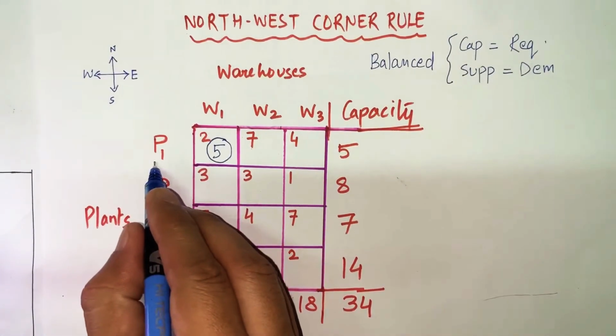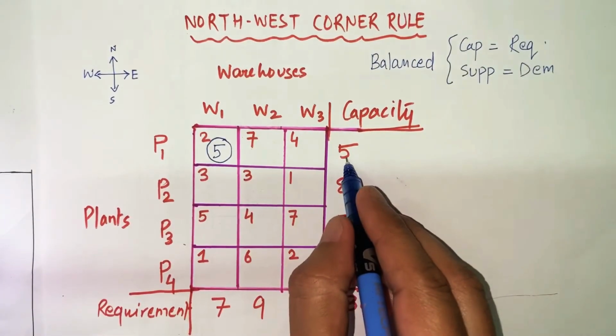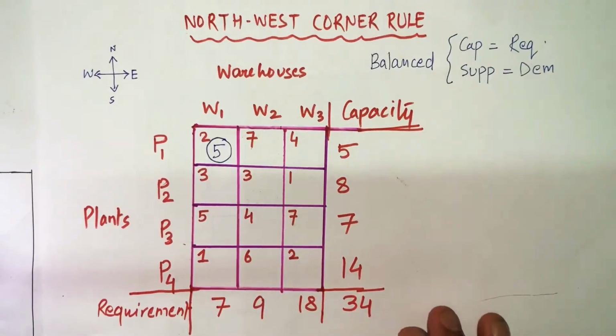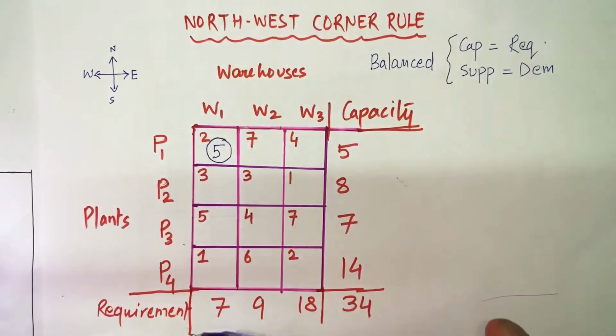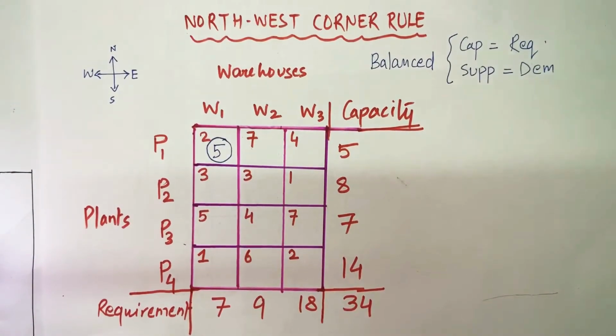Plant P1 was having a capacity to produce 5 units, and this whole problem is for a particular time period. This could be for 1 month, that means for 1 month these are the production capacities of different plants and these are the consumption capacities of different warehouses. It could be for 1 week, it could be for 1 year, it's just one production cycle. The problem is for a specific time period, and that's why it is of course a case of a linear programming problem, that means a particular course of action.